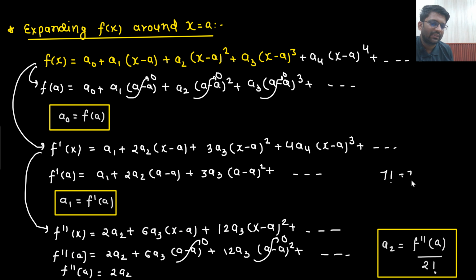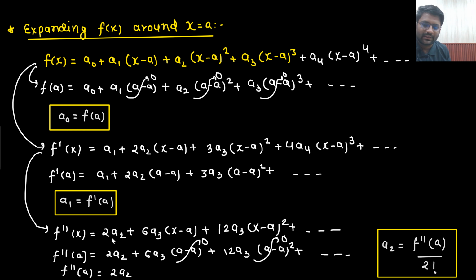Let us say, what is 7 factorial? 7 factorial is 7 into 6 into 5 into 4 into 3 into 2 into 1. This is your 7 factorial, right? So what will be 2 factorial? 2 into 1, that is 2 only. So this will be 2 factorial. I need to find out the value of a3 now. How will I find out the value of a3? So I will triple differentiate.